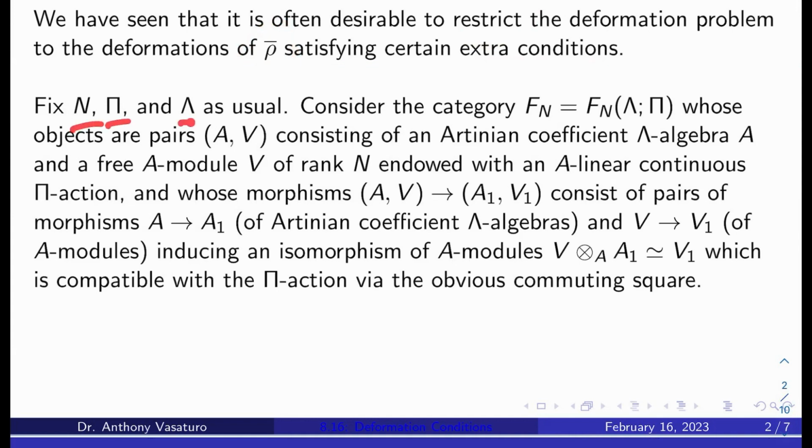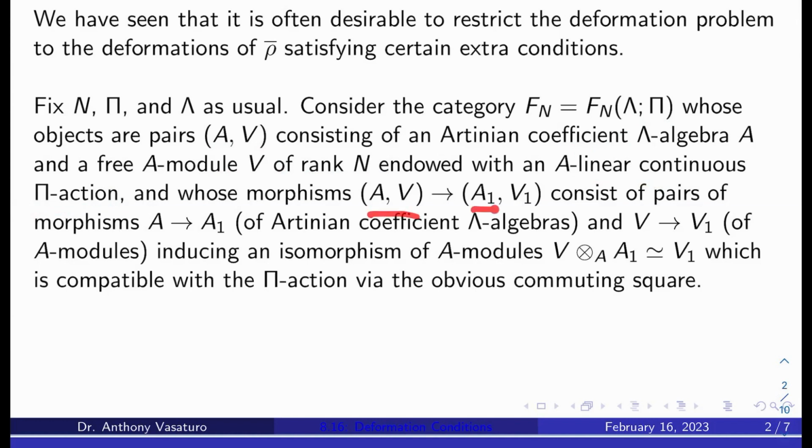Fix n, pi, and lambda as usual. So pi is a profinite group and lambda is a coefficient algebra. Consider the category F sub n, which is really dependent on lambda and pi, whose objects are pairs (A, V), consisting of an Artinian coefficient lambda algebra A, and a free A module V of rank n endowed with an A-linear continuous pi action. What are the morphisms in this category?